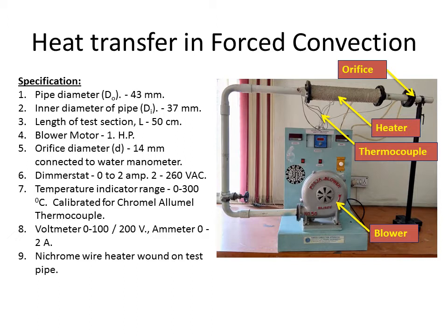cm, blower motor 1 horsepower, orifice diameter 14 mm, dimmer stat 0 to 2 ampere and 2 to 260 volt. Temperature indicator range is 0 to 300 degrees Celsius. Voltmeter is in between 0 to 100 to 200 volt and ammeter is 0 to 2 ampere. Nichrome wire heater wound on the test pipe.